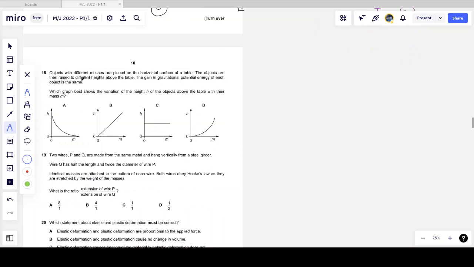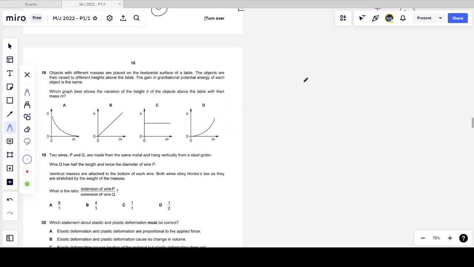Question 18 says, objects with different masses are placed on the horizontal surface of a table. The objects are then raised to different heights above the table. The gain in gravitational potential energy of each object is the same. Which graph best shows the variation of the height h of the objects above the table with their mass m? We have a sort of hyperbola, a straight line graph with a positive gradient, a straight line graph with a zero gradient, and an exponentially increasing curve.